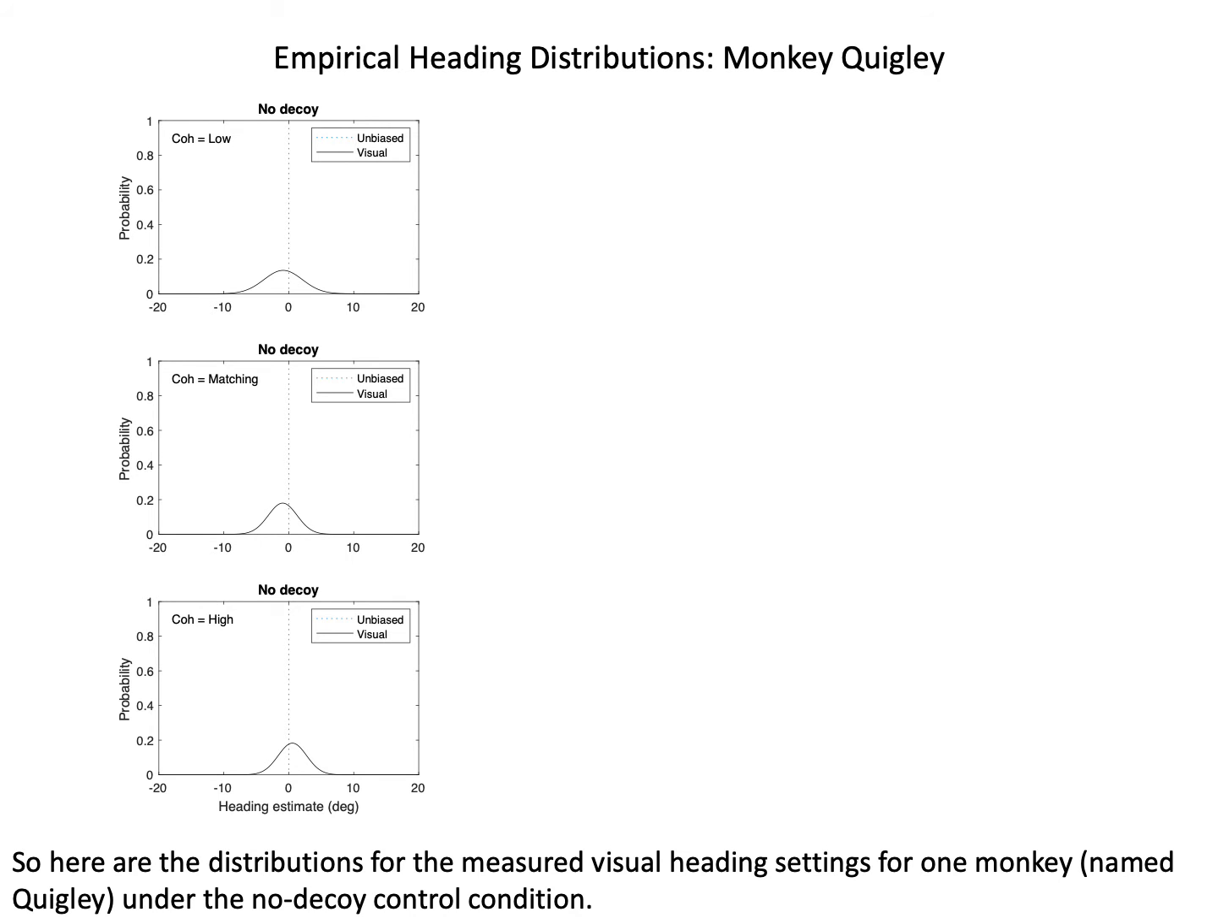So here are the distributions for the measured visual heading settings for one monkey, named Quigley, under the no decoy control condition. The monkey had to set straight ahead with motion simulations over a range of plus or minus 20 degrees of heading angles. The format is that the visual flow field was presented at 3 levels of coherence of the noise: low coherence, high coherence, and an intermediate level set to match the heading accuracy of the vestibular performance.